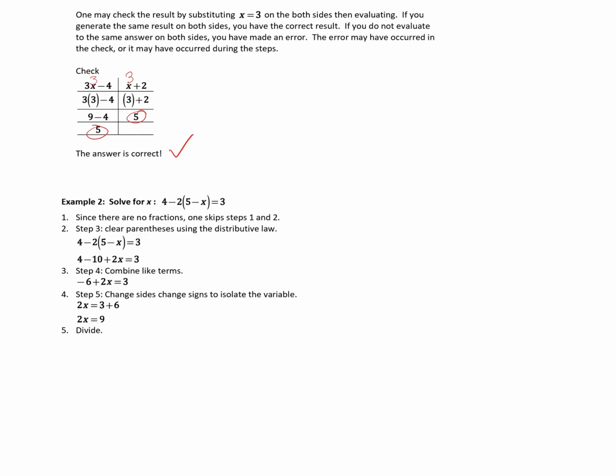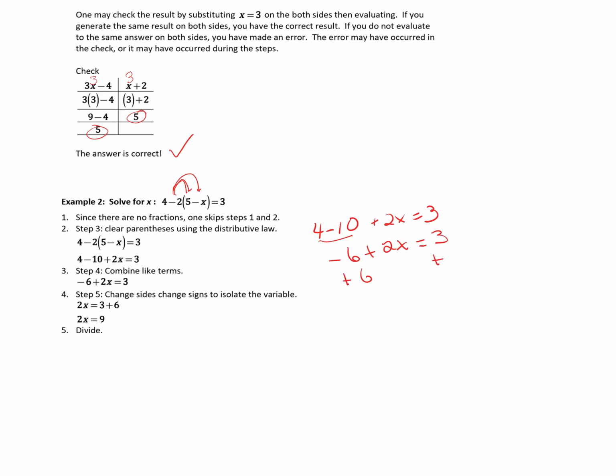First thing I'm going to do here is distribute the negative 2. So the negative sign is going to go with the 2. So I'm going to have 4 minus 10 plus 2x equals 3. Combine my like terms. When you're combining like terms, it's on each side. So 4 take away 10 is a negative 6 plus 2x is equal to 3.